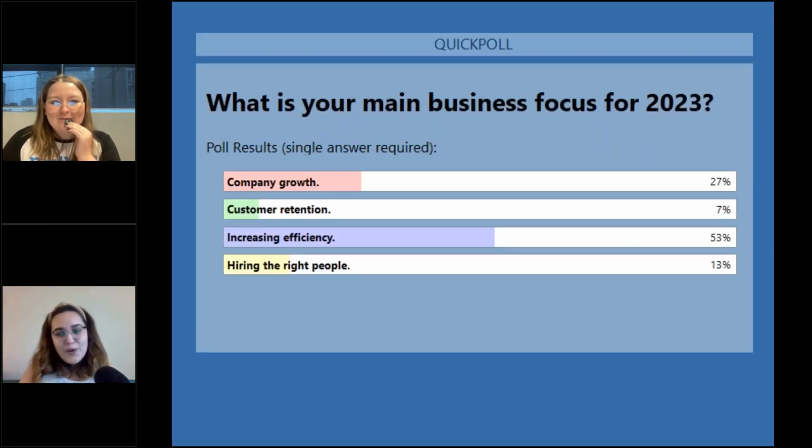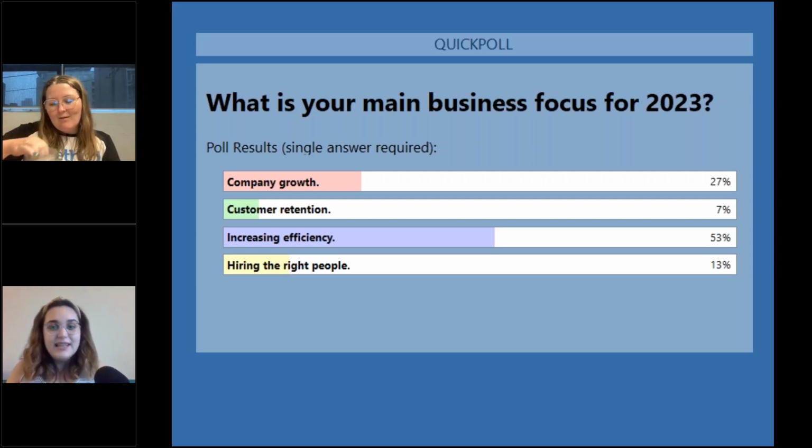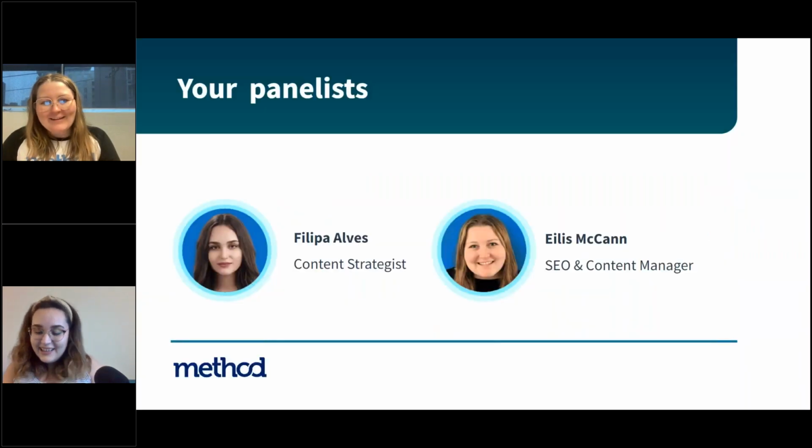Okay, so the big majority of you is focusing on increasing efficiency this year, which is great. Right after that, we have 27% company growth, 13% hiring the right people, and last with 7% customer retention. All great goals. I think too, for the majority of you looking to increase efficiency, we might have some good tips that we can share today to get you on the right track there.